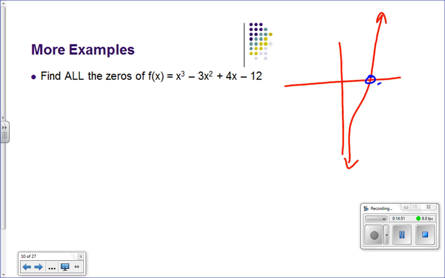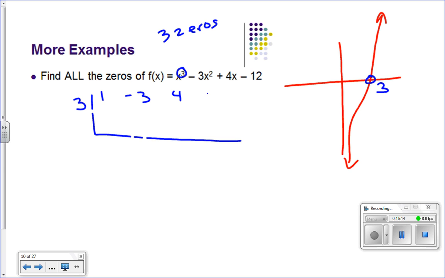Now the total number of zeros we're looking for is 3. So we're looking for 3 zeros, which tells me that two of these zeros are probably imaginary, but one of them is real because those are the x-intercepts. So let's see, 3 is a 0. So let's use our synthetic division. We're going to go 1, -3, 4, -12. And let's remind ourselves that we will get a remainder of 0 if everything works out.